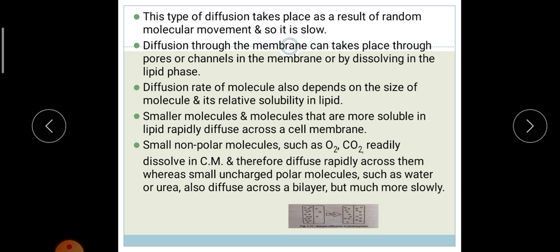Small non-polar molecules such as O2, CO2 readily diffuse in the cell membrane, but small uncharged polar molecules such as water or urea also diffuse across a lipid bilayer, but much more slowly than these non-polar molecules O2 and CO2.